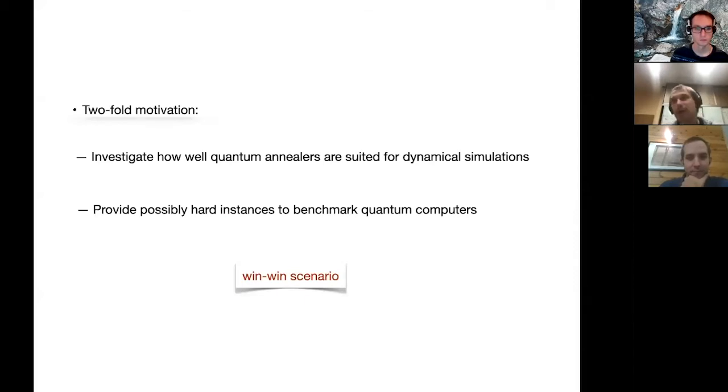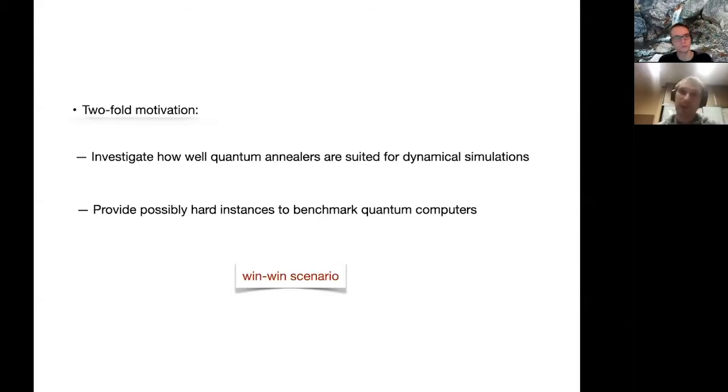And our idea was that we want to simulate physics. And physics is very rich. Even if you have a single qubit or two qubits, you can generate very rich dynamics, like entanglement sudden death, PT symmetric phase transitions, stuff like that, right? So maybe we could use those rich physical processes to generate something which is hard for quantum computers.